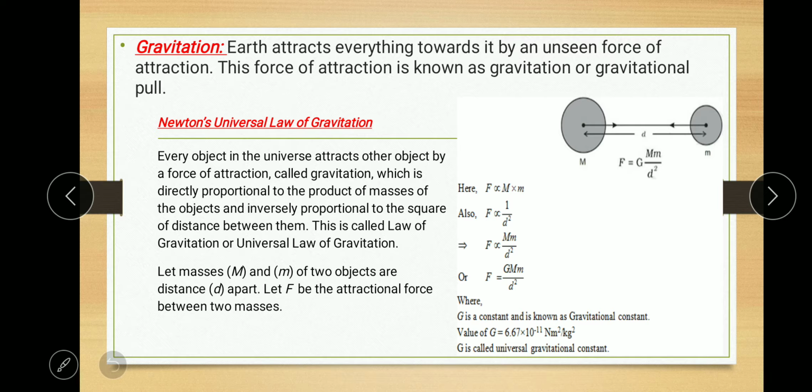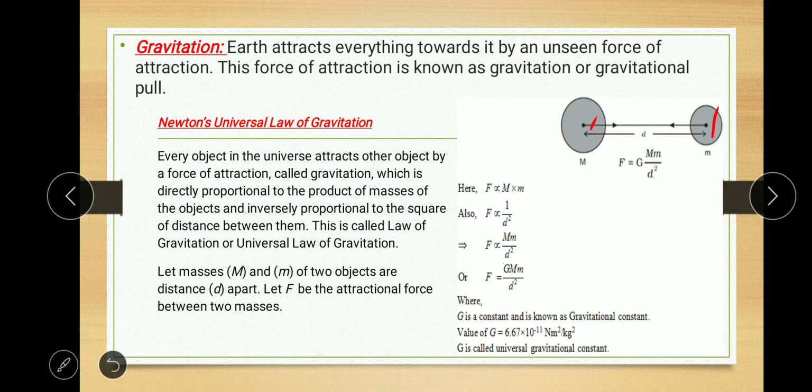All of you know the laws of motion, Newton's laws of motion. Now you will learn Newton's universal law of gravitation. Suppose there are two objects. One is the large object, mass is capital M. Another is the small object, mass is small m. And the distance between the large object and the small object is d.